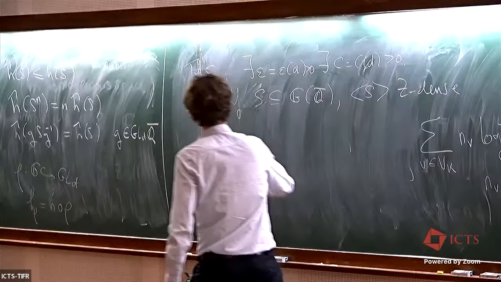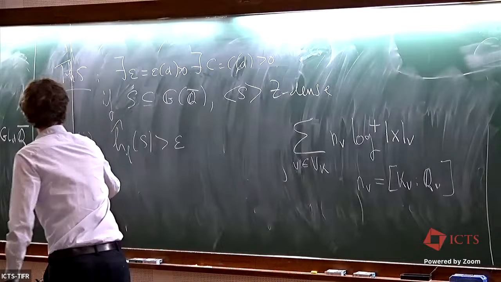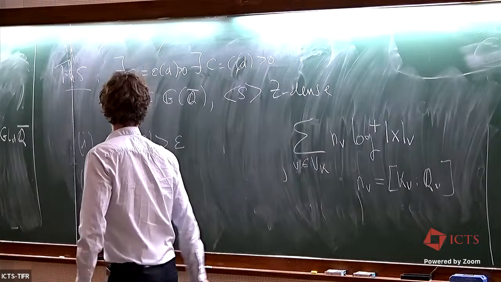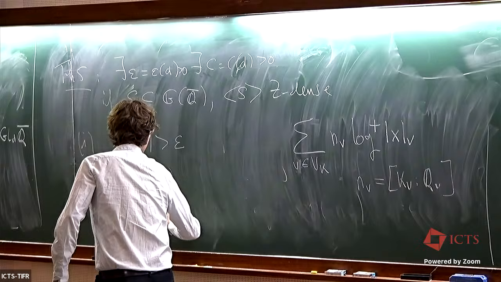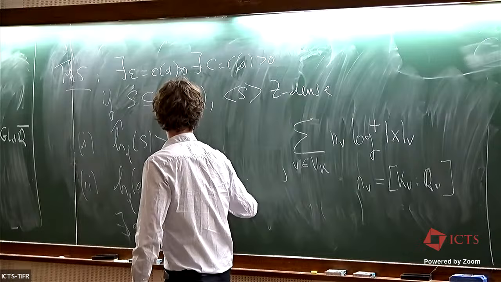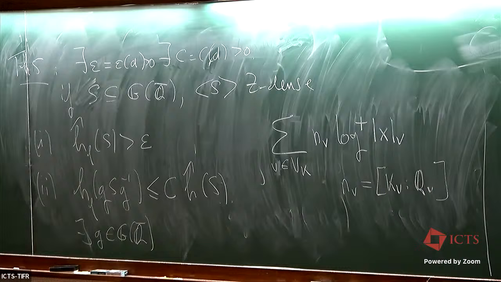then first of all, H hat rho of S is bigger than epsilon. And two, you can actually control the height: you can find an element G in G of Q. So you can conjugate everything back so that the height, you see the height is always at least the normalized height, but you can make sure that you can conjugate so that it's comparable. So in this setting, the normalized height is comparable to the infimum over all conjugates of the set S of the height of S.